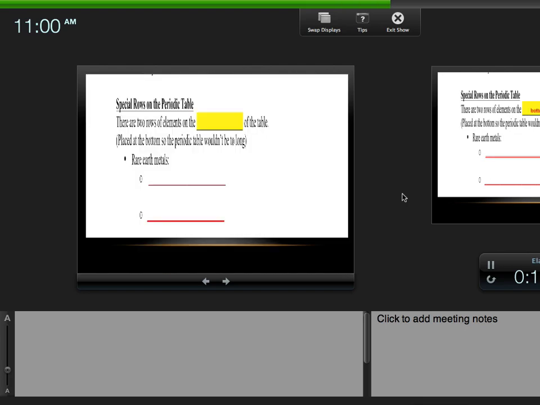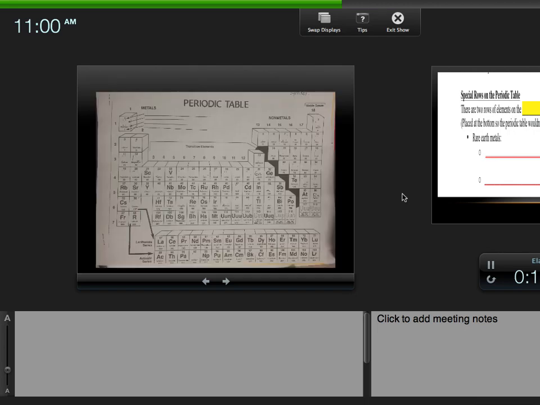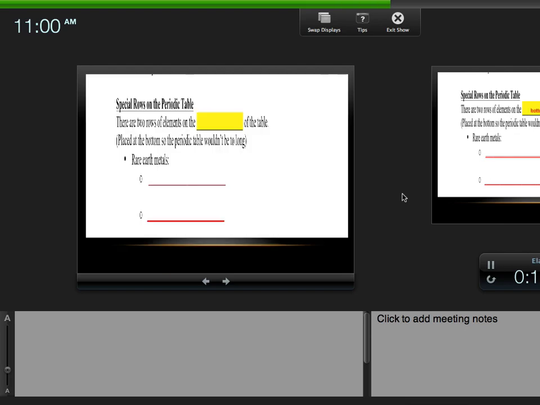Your special rows. These special rows, there are two rows of elements that are located at the bottom of the table. And they are placed there for a specific reason, so they don't make your periodic table look too long. Now, if we look at your periodic table, you will notice these two rows down here. What are they called? Lanthanide series and actinide series. Lanthanides and actinides. You can just call them that.